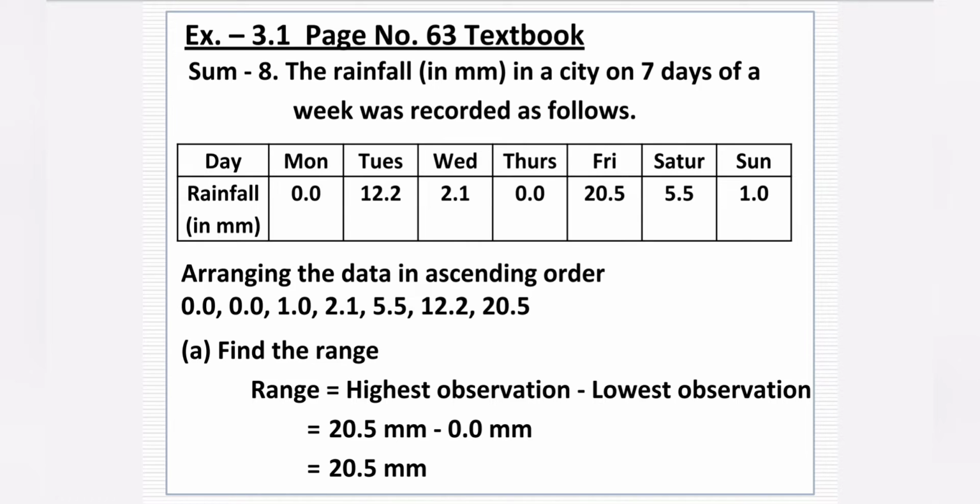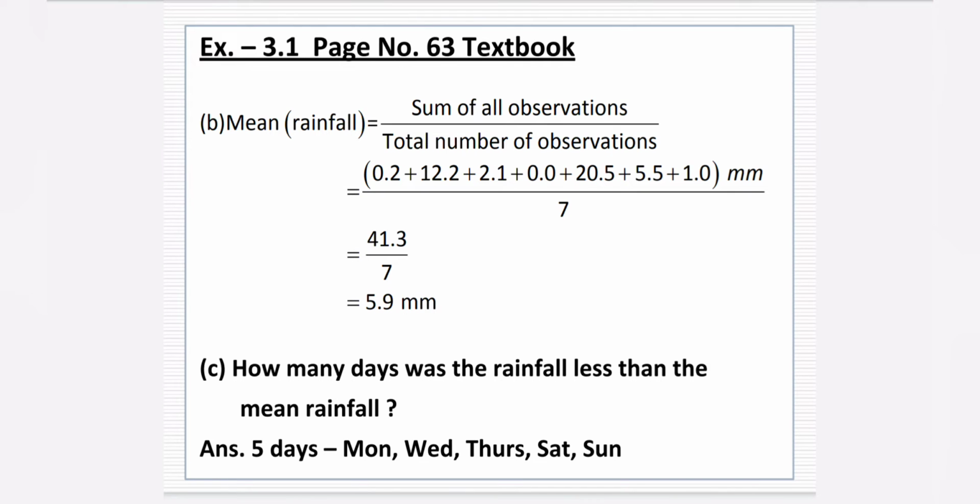Now, you know, children, what is to be done to find out the range? What we need? Highest observation and lowest observation. So, to find this, let us arrange the data in ascending order. 0.0, 0.0, 1.0, 2.1, 5.5, 12.2 and 20.5. So now we have arranged the data in ascending order. Now which is the highest observation? Correct, 20.5. And which is the lowest observation? 0.0. So 20.5 minus 0.0 gives us 20.5. So what is the range of the data? Correct, 20.5.